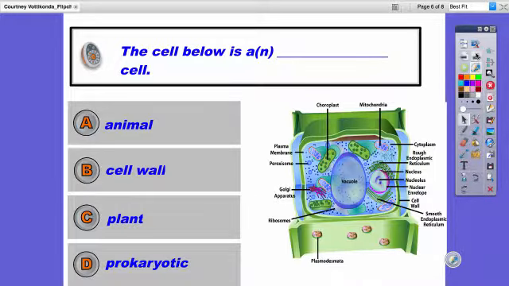So to end this review, we're just going to go over a few little questions. The cell below is a blank cell. What cell do you think it is? If you chose C, a plant cell, then you're correct. The reason we know that it's a plant cell is because it has a cell wall and it has chloroplasts. And chloroplasts convert the sunlight into glucose.